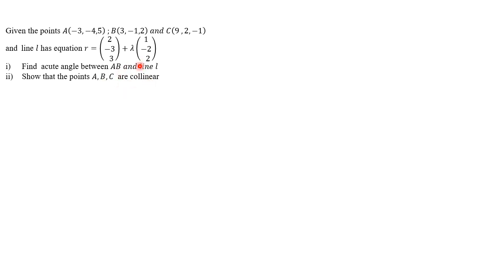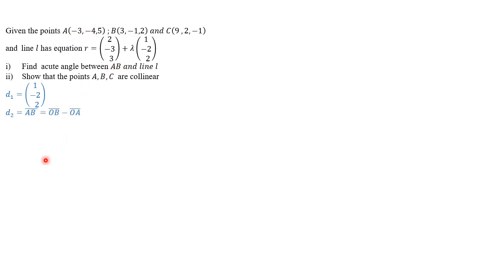Alright, so let's start with the first part. For the angle, we are interested in the direction. The direction of the line is already there. You can just read it off: it is (1, -2, ...). This is our direction. Then the direction of AB is the same as finding the vector AB.